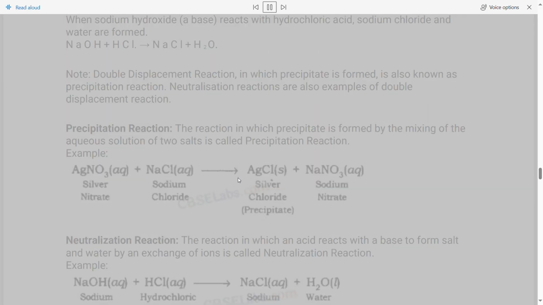When sodium hydroxide, a base, reacts with hydrochloric acid, sodium chloride and water are formed. NaOH + HCl → NaCl + H2O. Note: a double displacement reaction in which a precipitate is formed is also known as a precipitation reaction. Neutralization reactions are also examples of double displacement reactions.